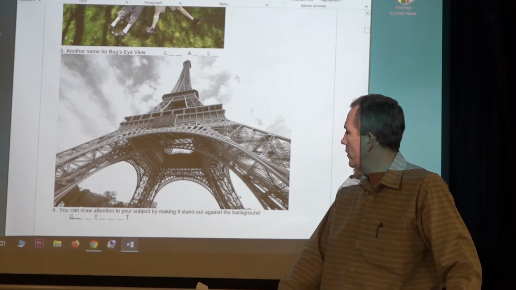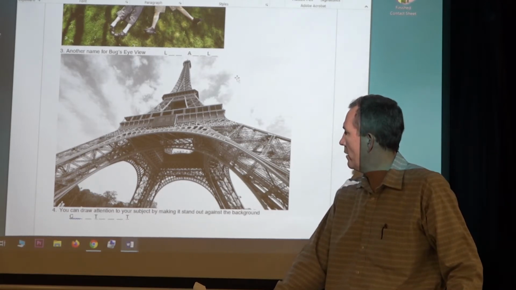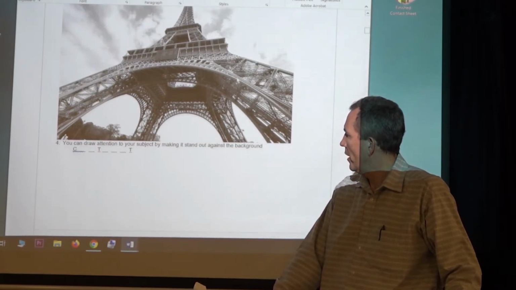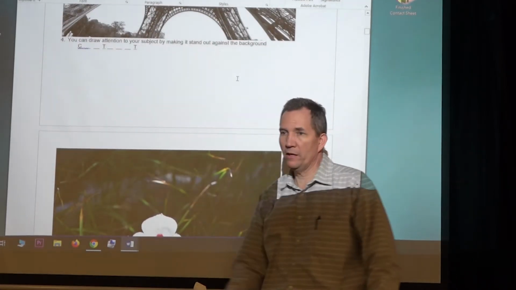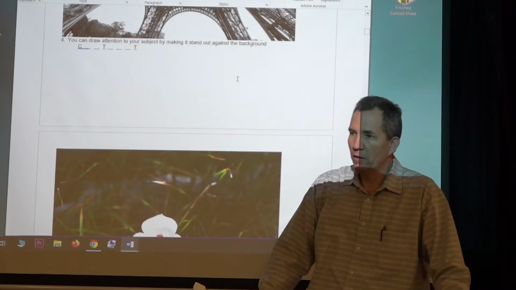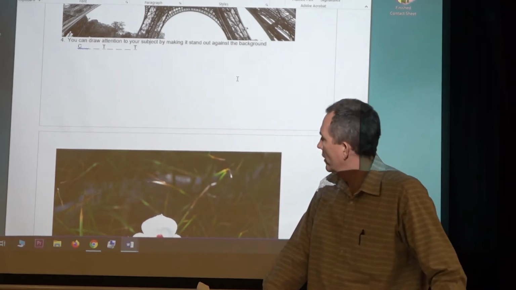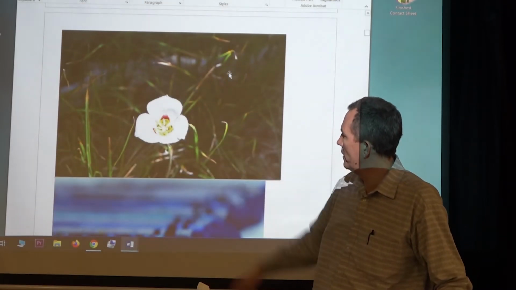You can draw attention to your subject by making it stand out against the background. Contrast. Right. This text, right? If that text was white, would you see it? No. Light yellow? No. Dark blue? Yes. That's contrast. This is white against dark here.